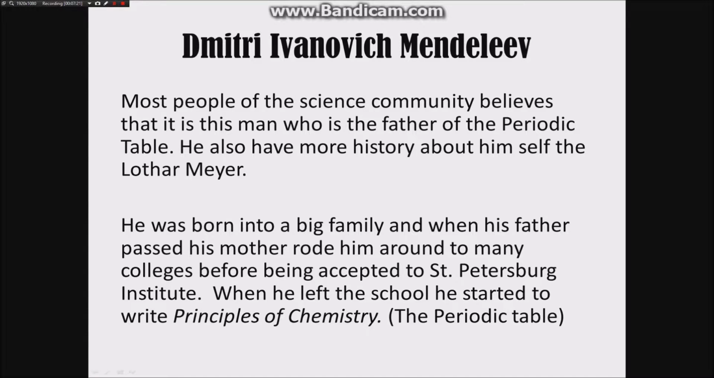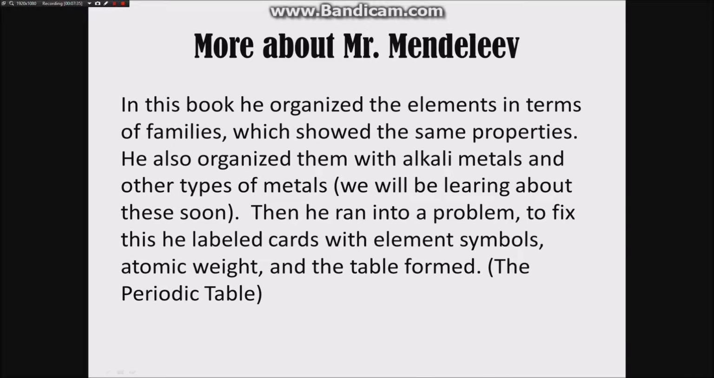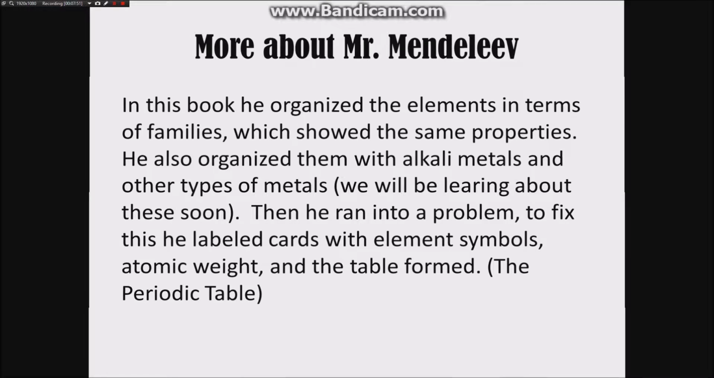Now, after he left the school, he was a teacher for a little while, I believe, and then he started to look more into chemistry, and then he started to write The Principles of Chemistry. As you can tell, this is the title of his book. A little bit more about him, because I couldn't fit it on one page. In this book, he organized the elements in terms of family, which showed the same properties. He also organized them with alkaline metals and other types of metals we will soon be learning about, so stay tuned for that. Then he ran into a problem. To fix this, he labeled cards with element symbol and atomic weight, and the table slowly started to take shape.